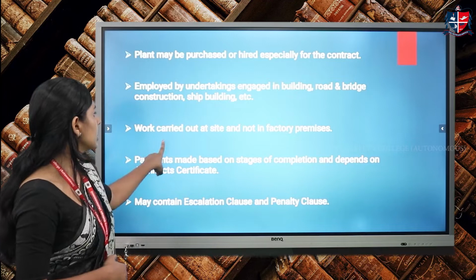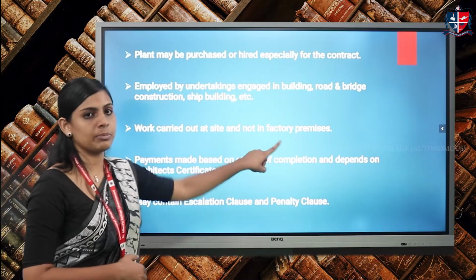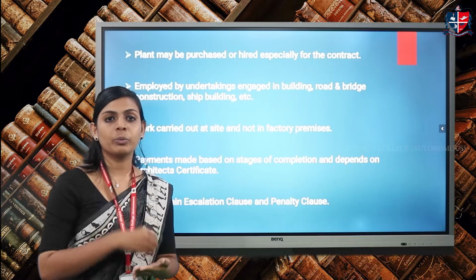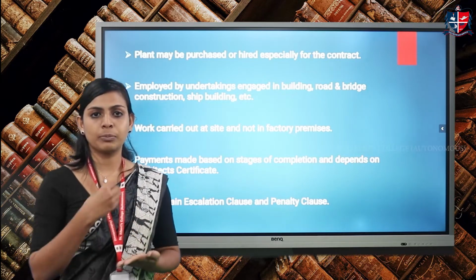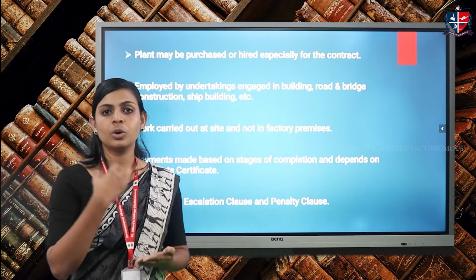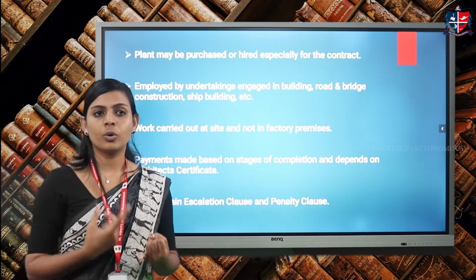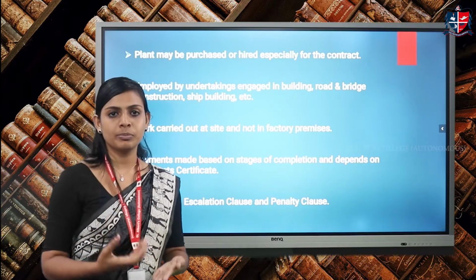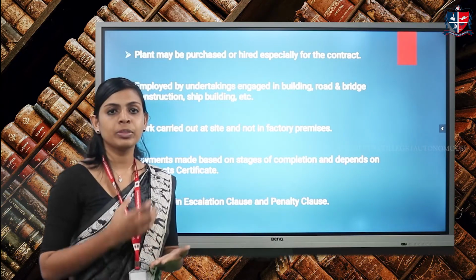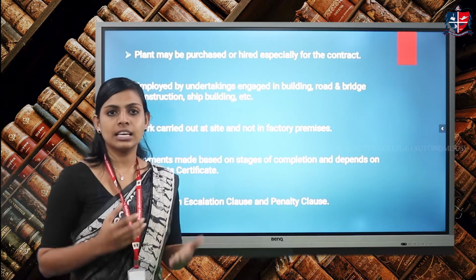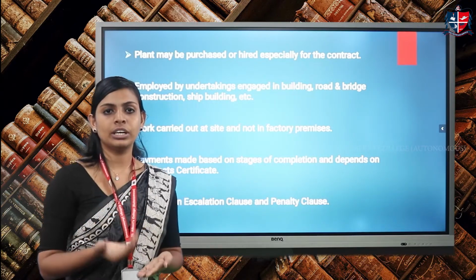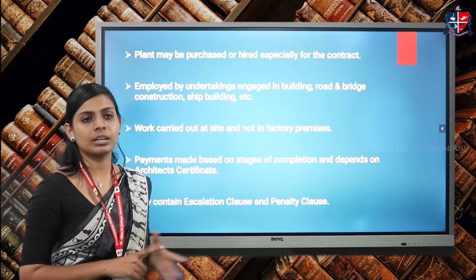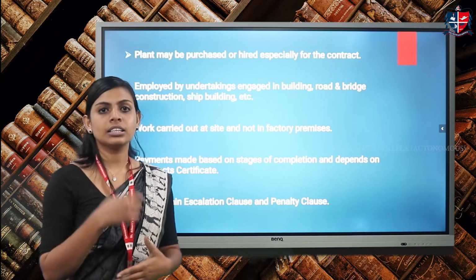Next, work is carried out at the site and not in a factory. Under contract costing, the work is done where it has to be done. If we are supposed to build a building on a certain plot, all the factors of production go to the site and we do the production there. In case of building a dam, we go and set up a plant there and do the processes. So the work is carried out at the premises, not in a factory.